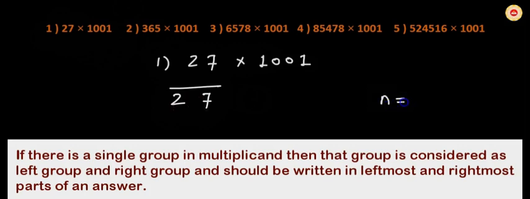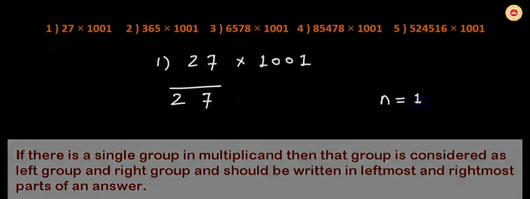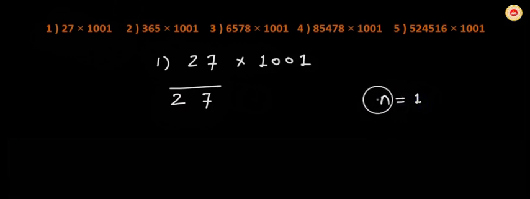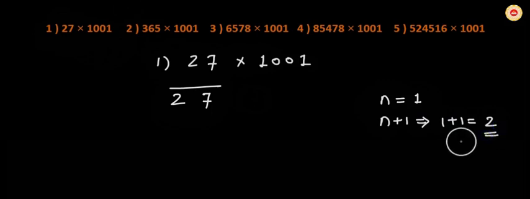Here in this example, n is equal to 1. What is n? Number of groups in the multiplicand. As n is equal to 1, it means that we will have to write answer in n plus 1 parts. That means 1 plus 1 is equal to 2 parts. Which are those 2 parts? Left part and right part.